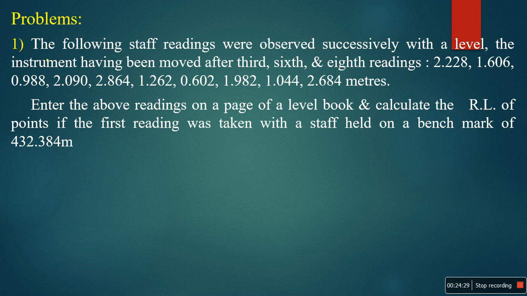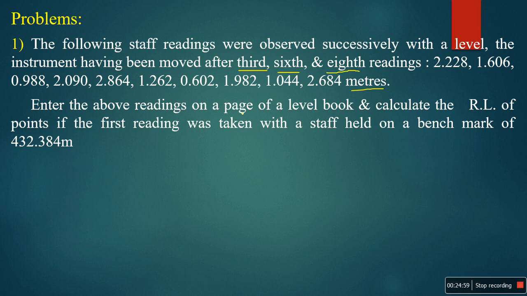Okay, just read this one. The following staff readings were observed successively with a level, the instrument having been moved. The instrument means our leveling instrument moved after the third, sixth and eighth reading. Then they are given these are the readings, staff readings in meters.